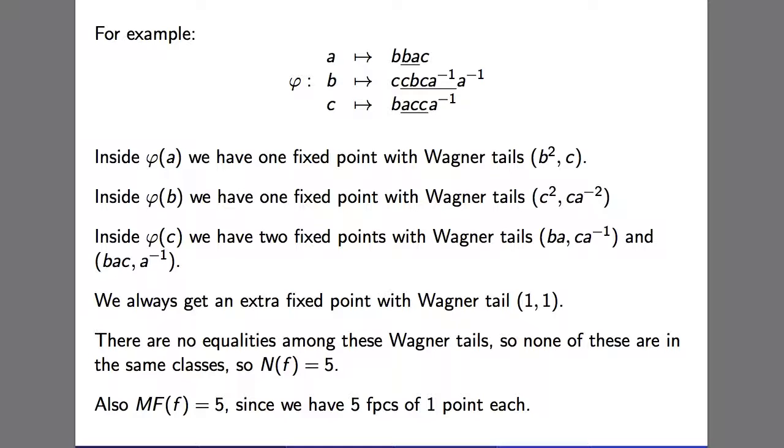So not only is the Nielsen number 5, we have 5 fixed point classes of 1 point each. They're all essential. I didn't say that, but Wagner's algorithm also tells you how to tell if they're essential or not. And in this case, they are all essential.